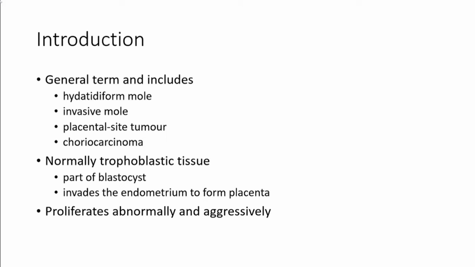We'll start with an introduction. Gestational Trophoblastic Disease includes hydatidiform mole, invasive mole, placental site tumour, and choriocarcinoma. Normally, trophoblastic tissue is a part of the blastocyst. It invades the endometrium to form the placenta. In gestational trophoblastic disease, it proliferates abnormally and aggressively.